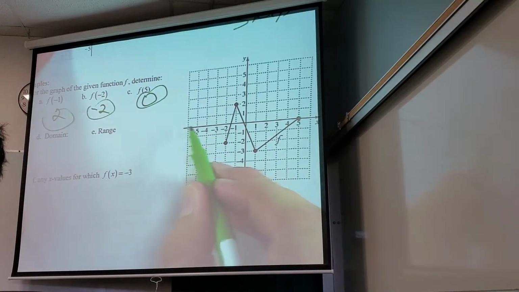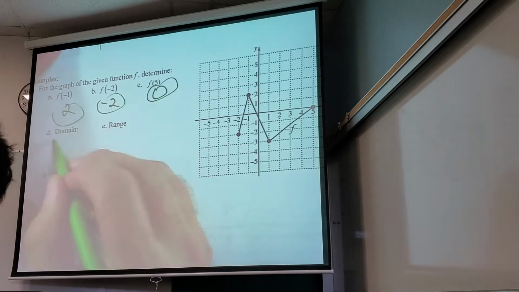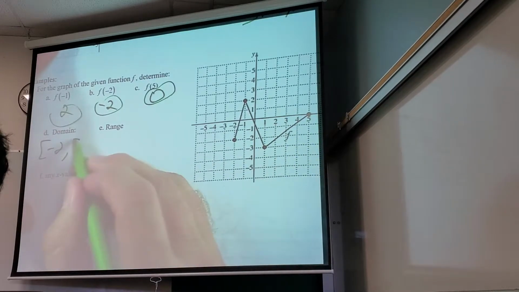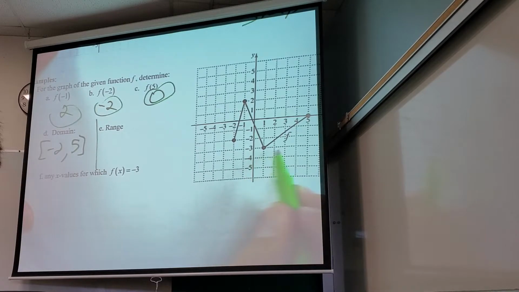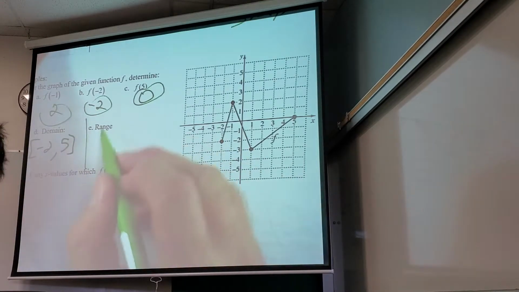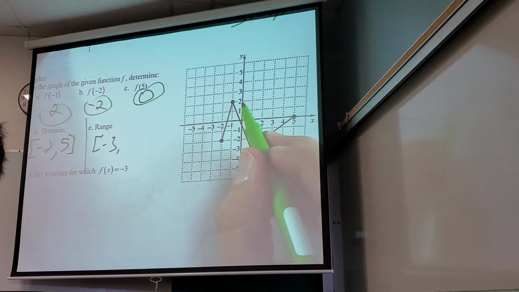Domain, I'm walking along. What's the first time I see something? -2. Up to 5. What about the range? Walking along. -3. It's the first time I see an output. And 2. Yeah, and the last time I see it?